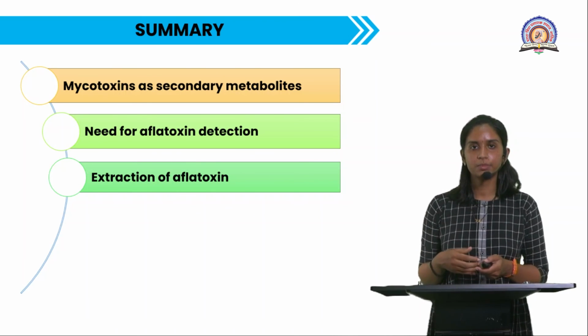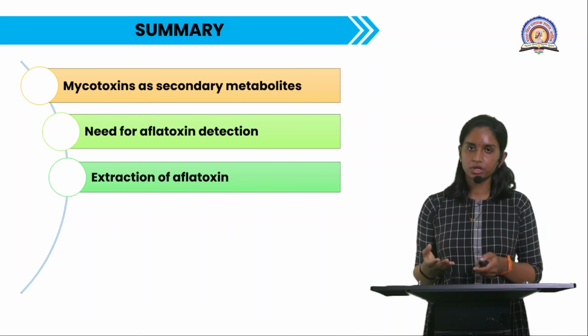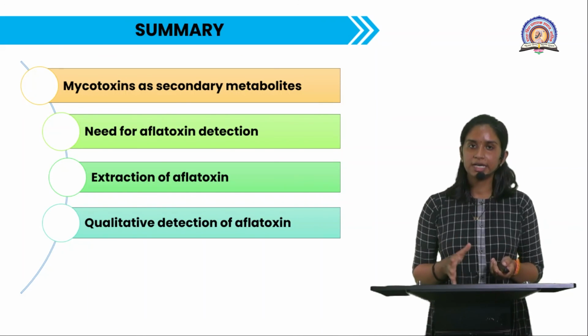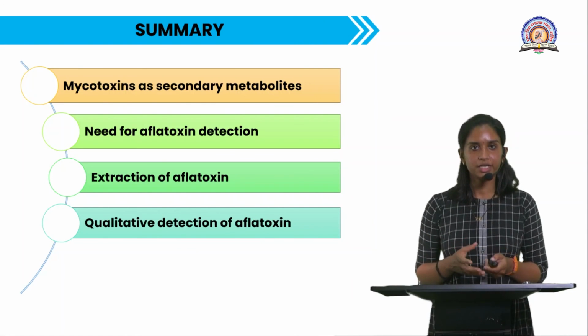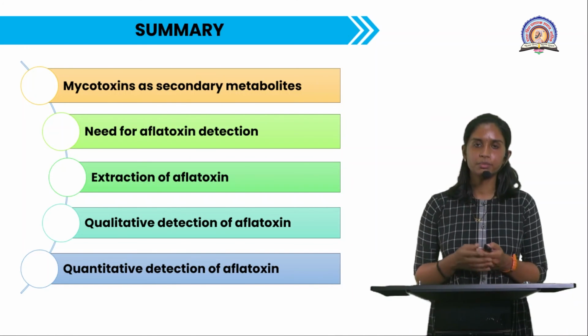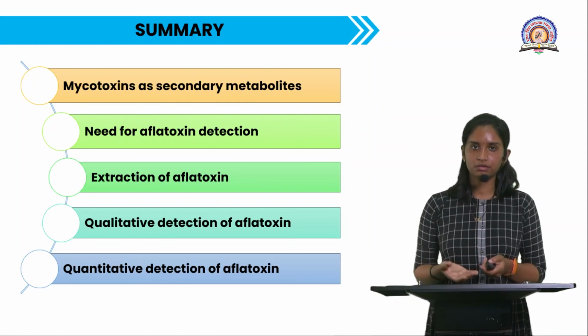Then third is how it should be extracted. We have extracted it by using the solvent extraction method, by using a suitable solvent, that is methanol here. Then how qualitative detection is performed by detecting its fluorescence under the UV light. And lastly, we have seen how its concentration can be determined by using competitive ELISA technique.